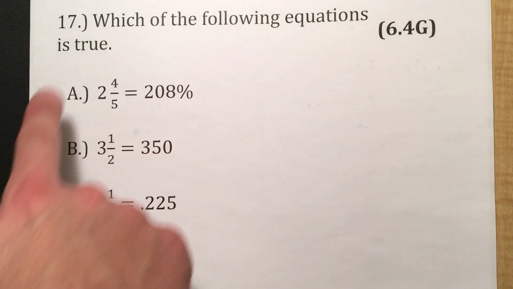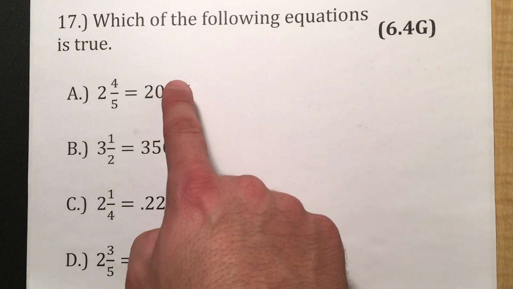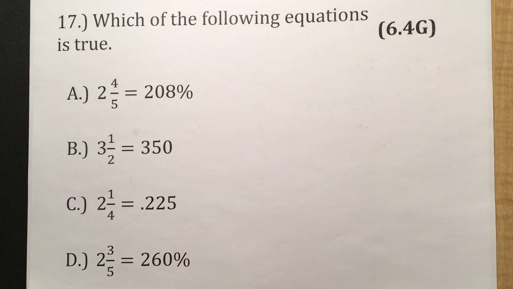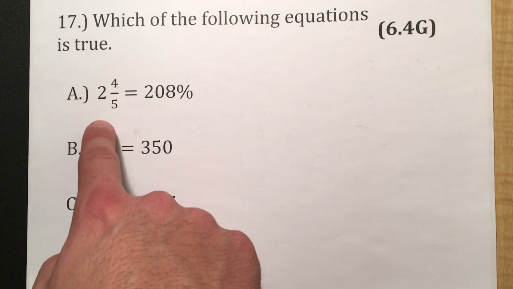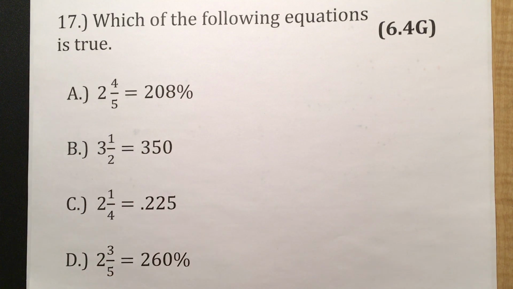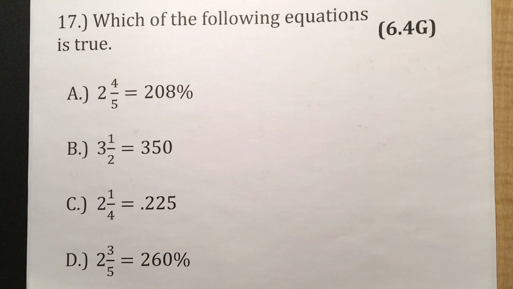And so this could be a little bit tricky, so I'm going to take a little bit of time to explain every single one of these conversions so we don't get confused, okay? So let's start with the first one. Here we have 2 4/5, and they've changed that to 208%. So the very first thing that we're going to do, we're going to change this mixed number into a decimal, and then we're going to change it to percent.